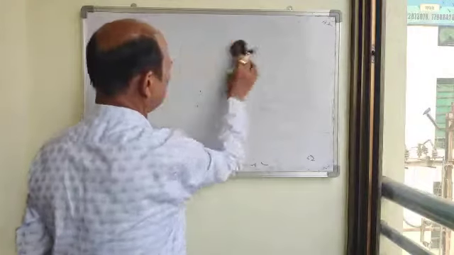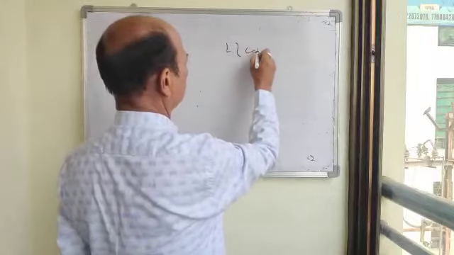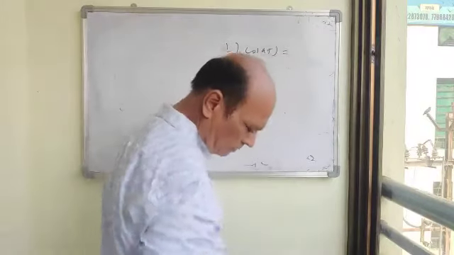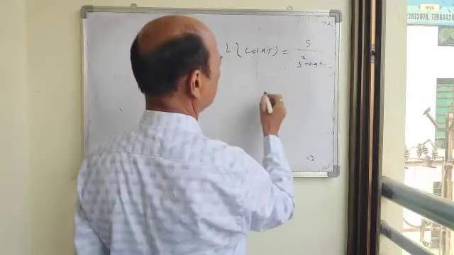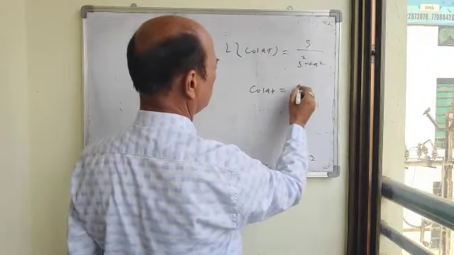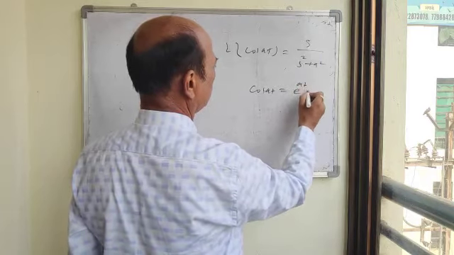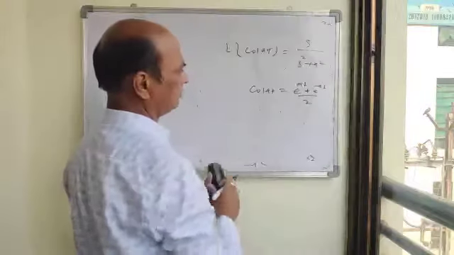So you have one homework, that is you have to find L of cos at. You can find that, and that will be s upon s square plus a square. Now cos at means how to take cos at: e to the power iat plus e to the power minus iat divided by 2.